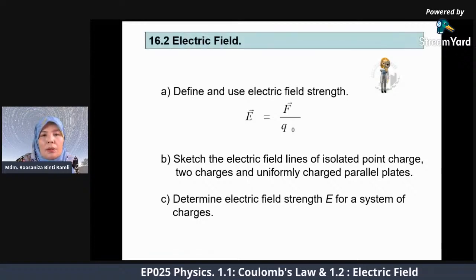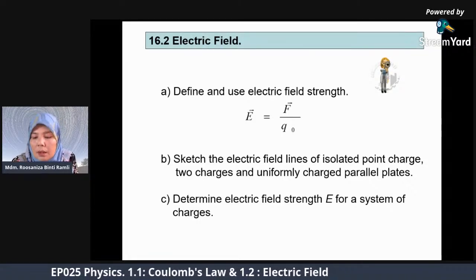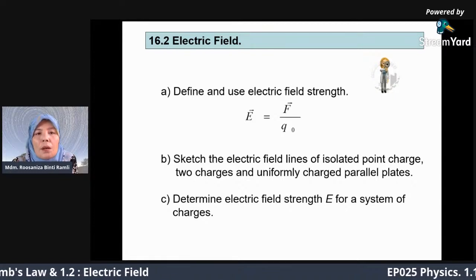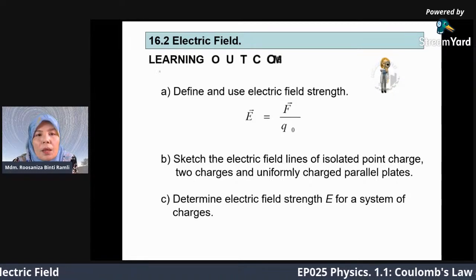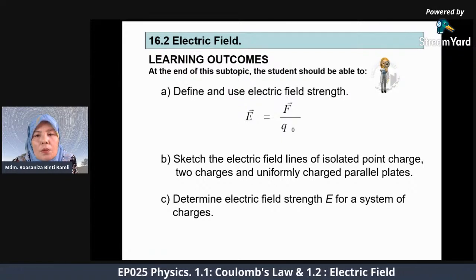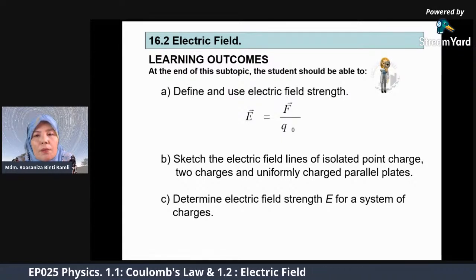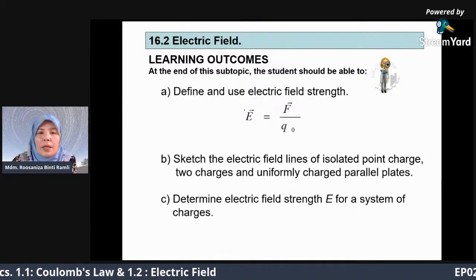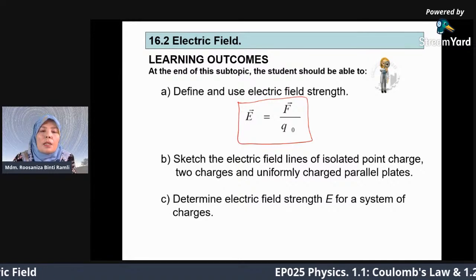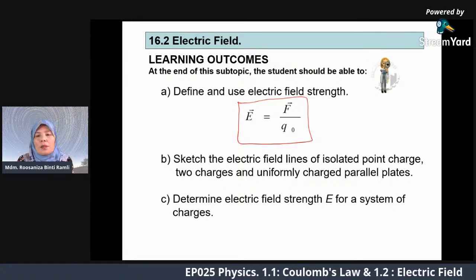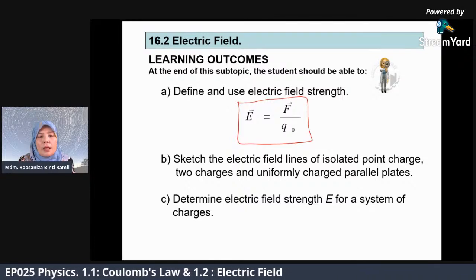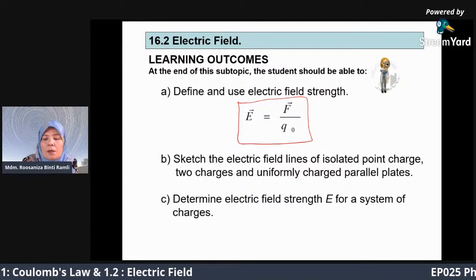Next, we proceed to the second subtopic, which is electric field. The learning outcomes for this topic: at the end of this subtopic, you should be able to define and use electric field strength, E is equal to F over q naught. Sketch the electric field lines of an isolated point charge, two charges and uniformly charged parallel plates, and determine electric field strength E for a system of charges.